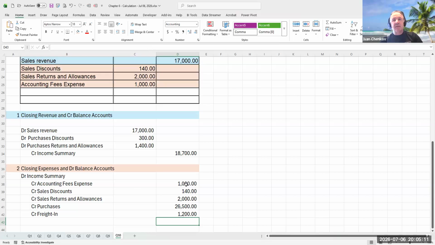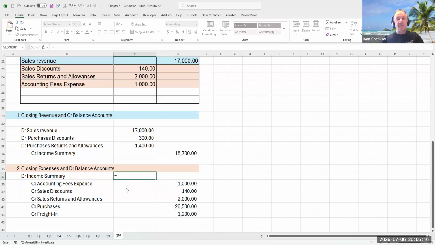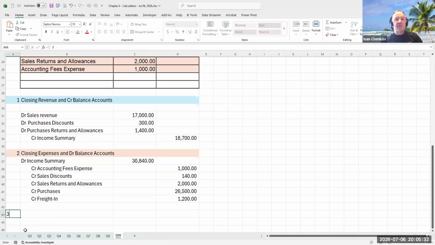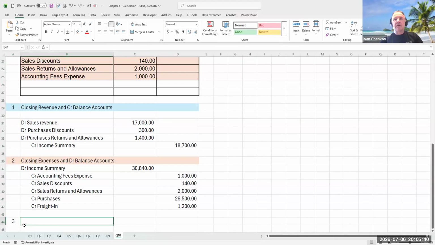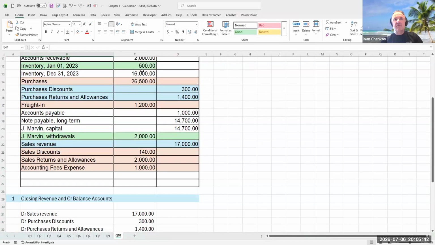So once I end up everything in the income summary, we should have the amount of $3,840. Excellent. Let's keep going. Number 3. Step number 3. Now we have to first close the beginning inventory balance and open the ending inventory balance.